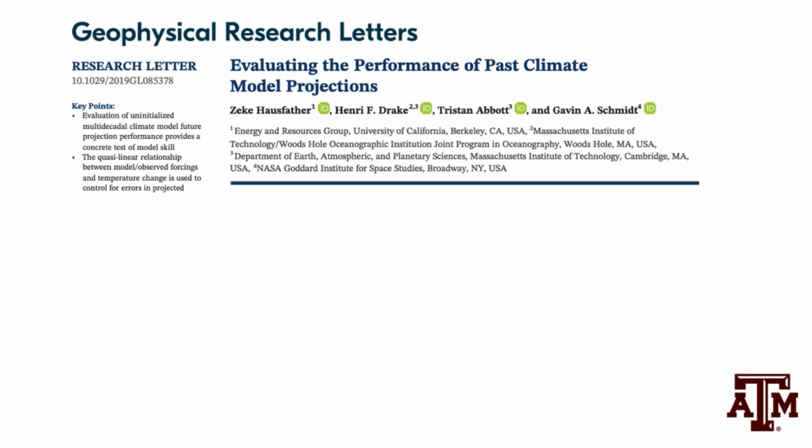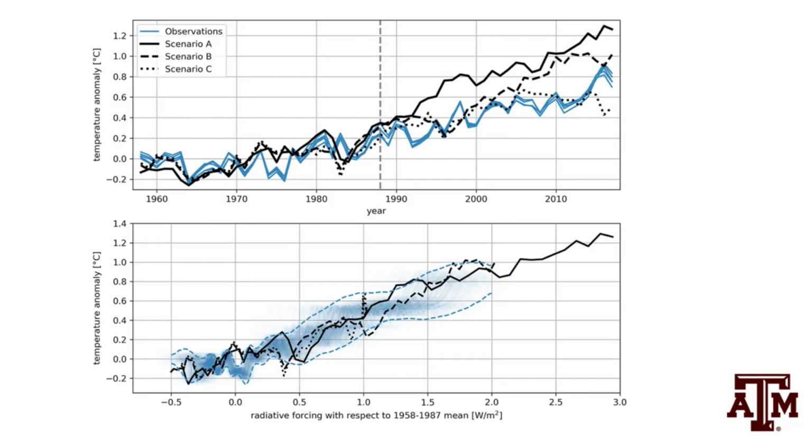So this is a paper where the authors compared some runs that were done several decades ago to the observations since the models were run. The top panel shows temperature against time. The models were run in the late 1980s, and the blue line shows observations, whereas the black line shows the models. The top panel shows that the models over-predicted the temperature by a bit. So you might conclude, well, models are running hot.